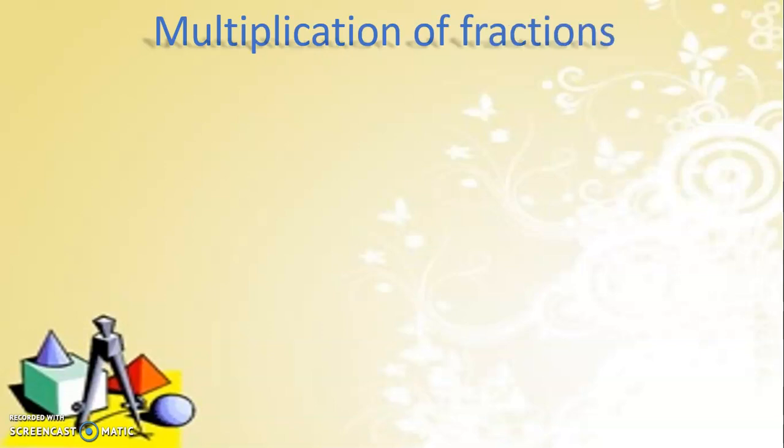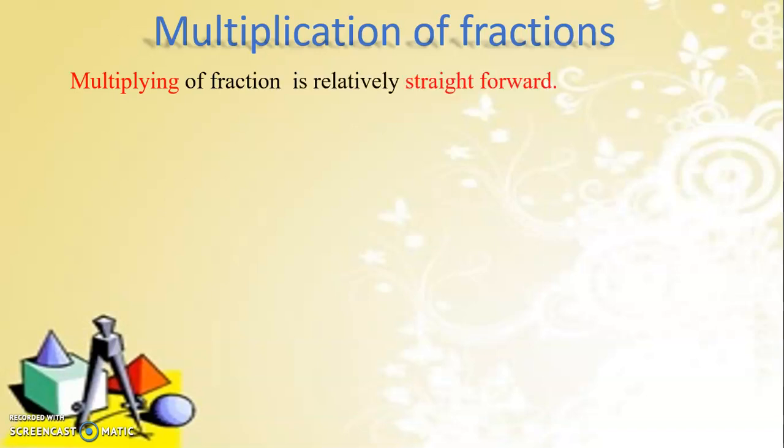Let us start with the multiplication of fractions. Multiplying fractions is relatively straightforward. Example, 1 over 3 multiplied by 3 over 5. We will just directly multiply the numerator to numerator and the denominator to denominator. So 1 times 3 is equal to 3, and 3 times 5 is equal to 15. So the answer is 3 over 15.